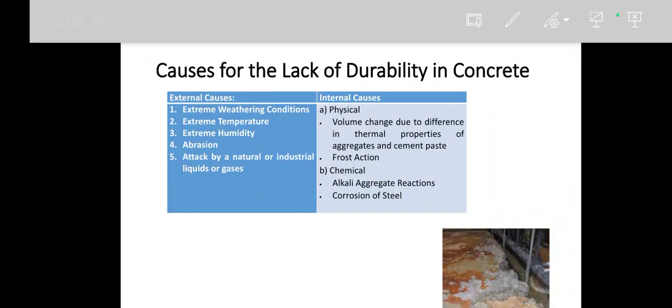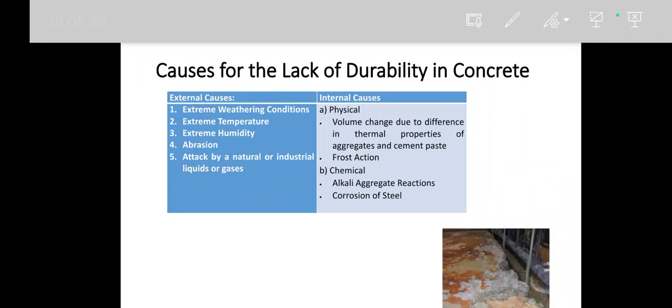And chemically, it is about the alkali aggregate reaction. Whenever a reactive aggregate is present and the alkalis in the cement are more, in the presence of water and favorable temperature conditions, it will react and form a gel, called alkali silica gel, surrounding the aggregate border, and finally it will swell, resulting in map cracking.